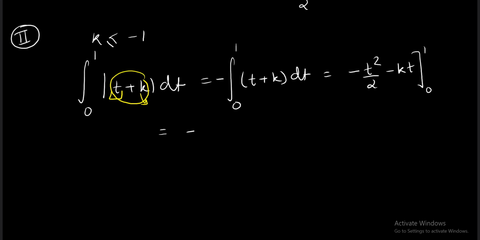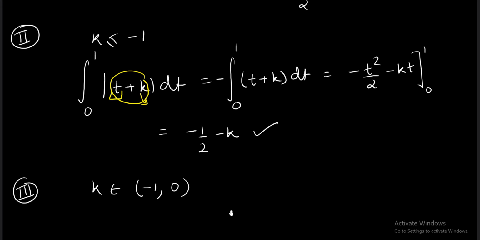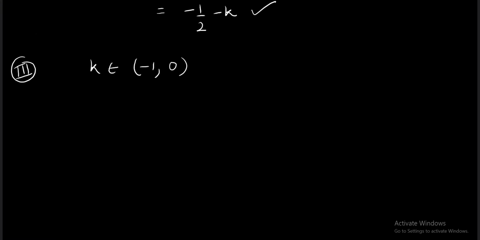Keeping the upper limit 1 will give me the answer minus 1 by 2 minus k. Lower limit it will be 0. So here is the value of the integral when you are taking k less than minus 1. Now only one case is left. In that case, you have to take k from the open interval minus 1 to 0. If you are taking k in this interval, then definitely you cannot integrate the function as a whole.